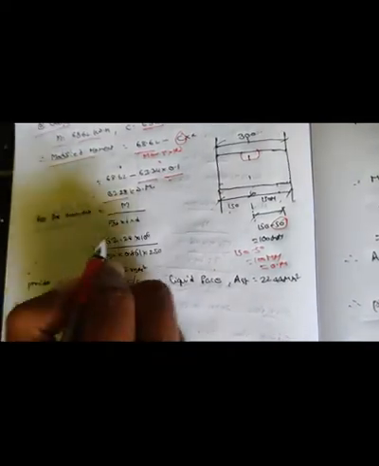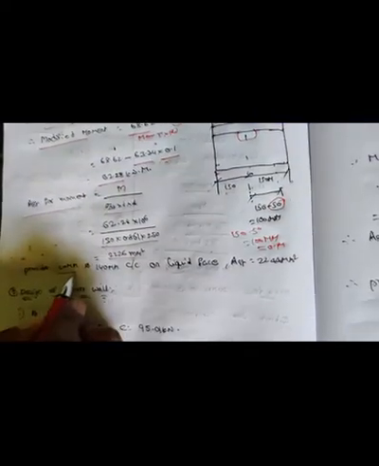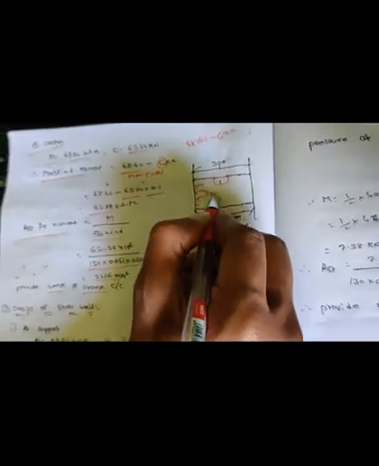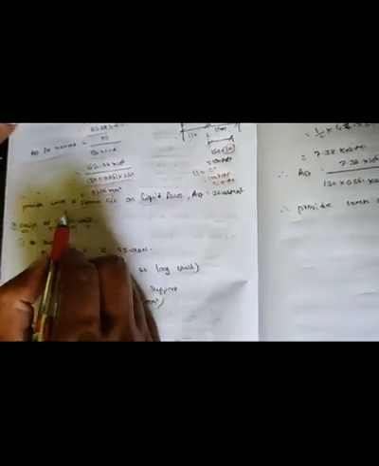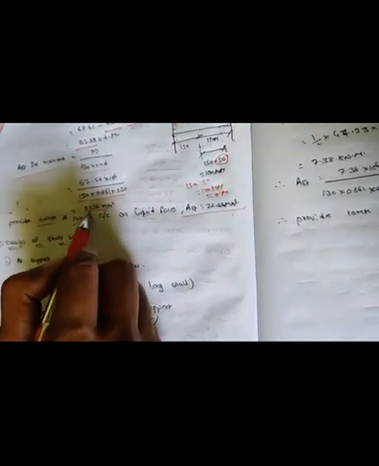Now AST for moment, the formula is again the same, M upon sigma ST into J into D. By calculating this value we get 3226 mm square. Now how much am I providing here? 20 mm dia at the rate of 140 mm center to center on the liquid phase. Now for the short wall, again provide 20 mm dia, 140 mm center to center on the liquid phase. AST required is 2244, provided 2226. Both are nearest values, so it is okay.